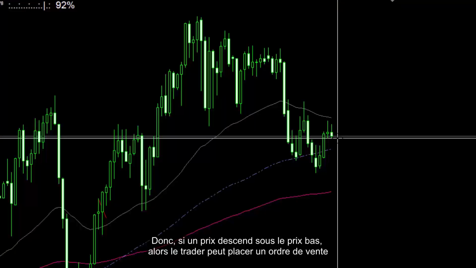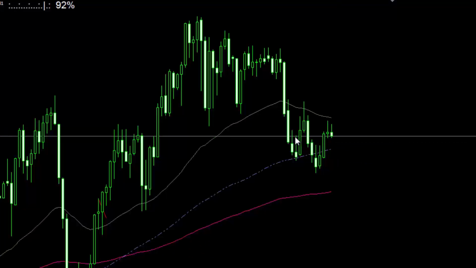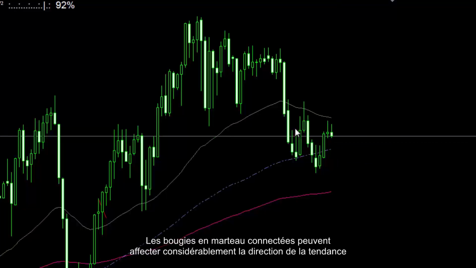So, if a price decreases under the low price, then a trader can place a sell order with TP prices 210 and 270 pips lower than the entry price, around 0.8891. Connected hammer candles can affect trend direction considerably.